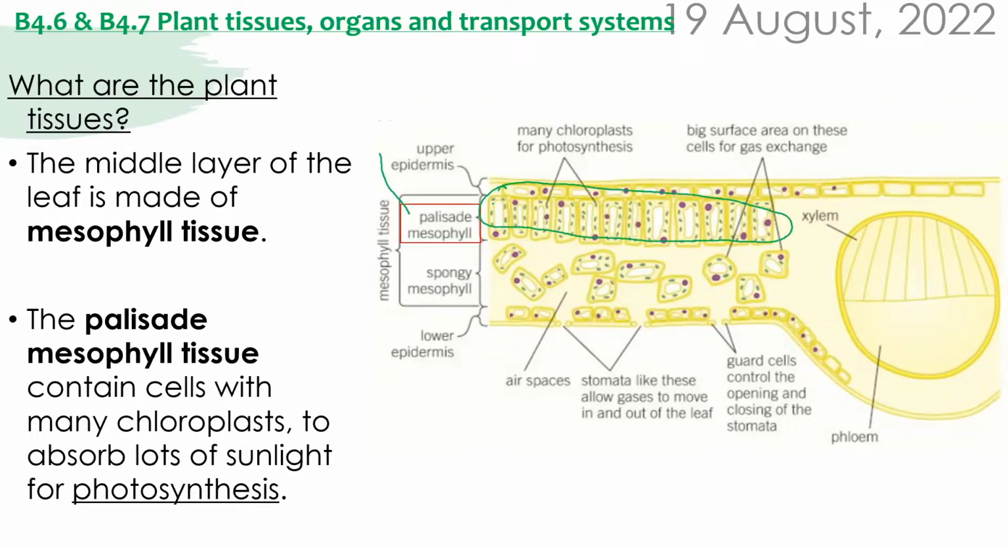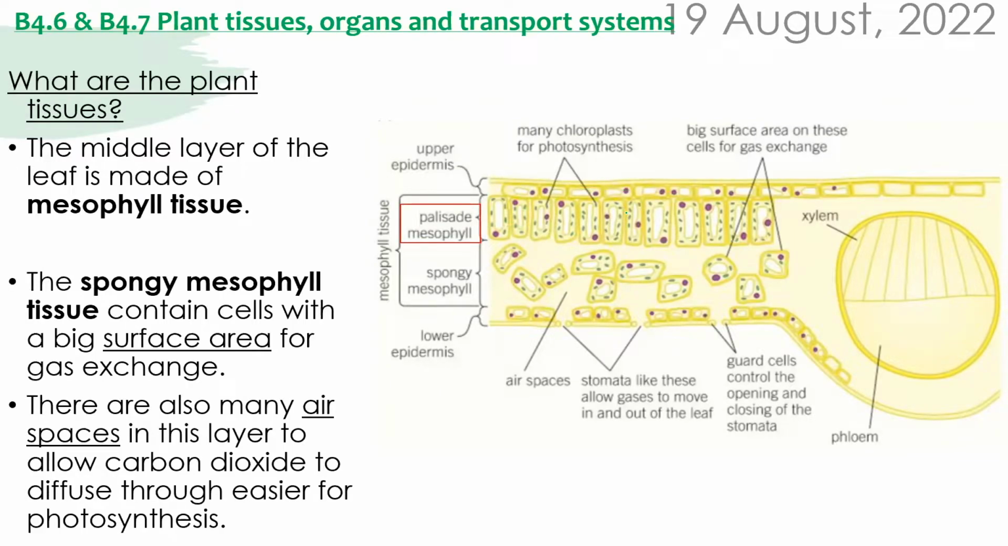The cells look like they're standing up, sort of like soldiers, I think. The palisade contains many cells with little green bits, chloroplasts, to absorb lots of sunlight. The top is one cell thick, so light can get through the upper epidermis and go on to the palisade mesophyll, where lots of photosynthesis happens.